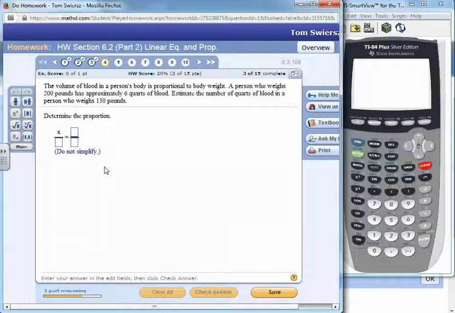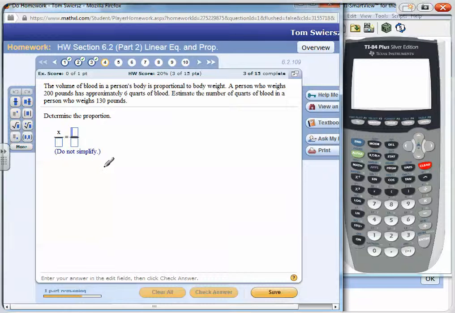Okay, here we need to set up a proportion for number 4. The volume of blood in a person's body is proportional to body weight. A person who weighs 200 pounds has approximately 6 quarts of blood. So 6 quarts of blood for 200 pounds. How many quarts of blood do we estimate? We don't know. It's going to be X for a person that weighs 130. So again, X is the unknown. That's the number of quarts we want, right?